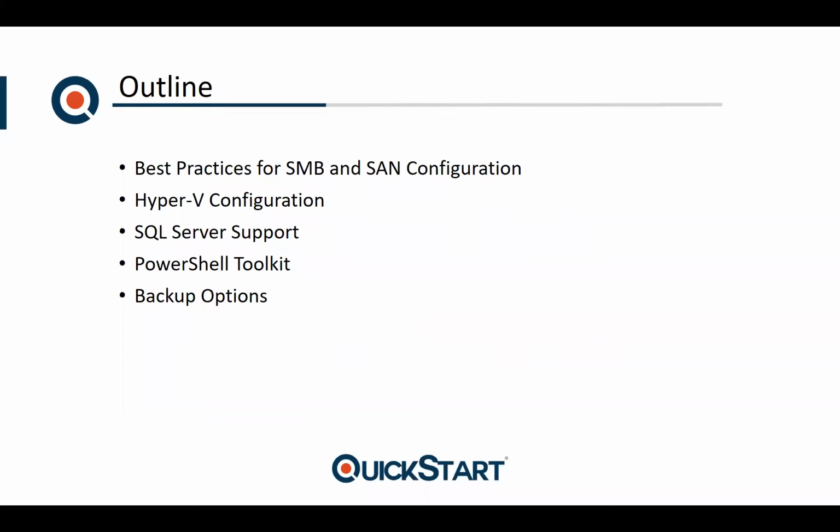We've got SMB, which we used to call CIFS, but now we call it SMB. And we've got SAN over there. We'll talk about some best practices, just some good things to keep in mind when you're configuring it for your environment. Then we'll take a look at Hyper-V, Microsoft's virtualization solution, which gives VMware a real good run for its money. Again, some general good practices for configuring it.